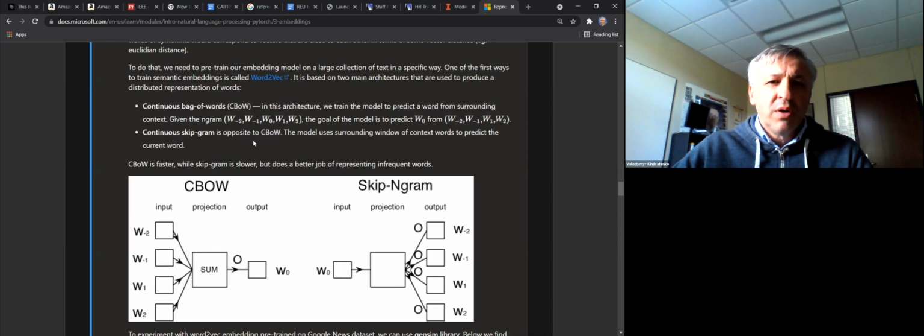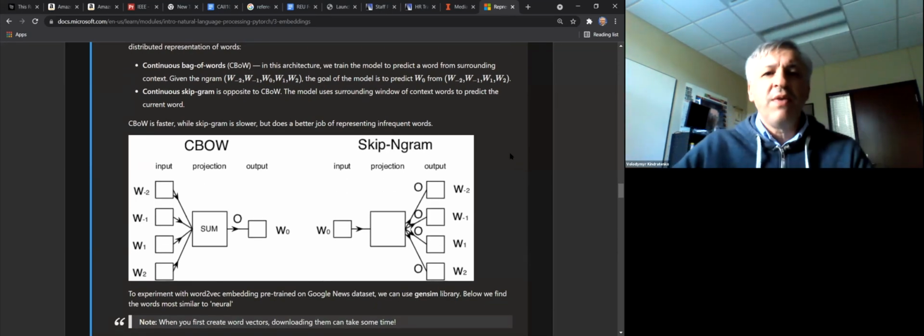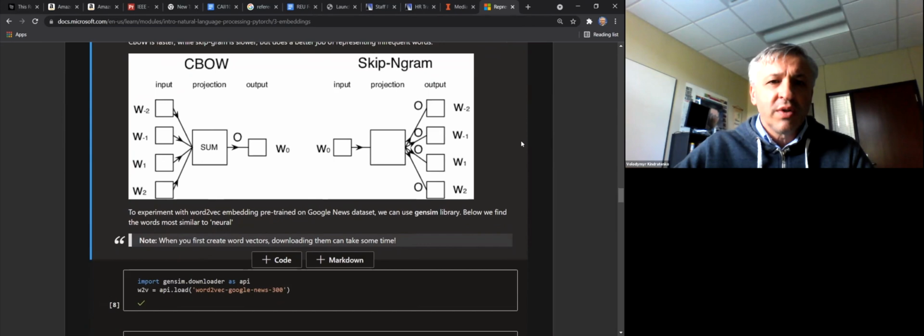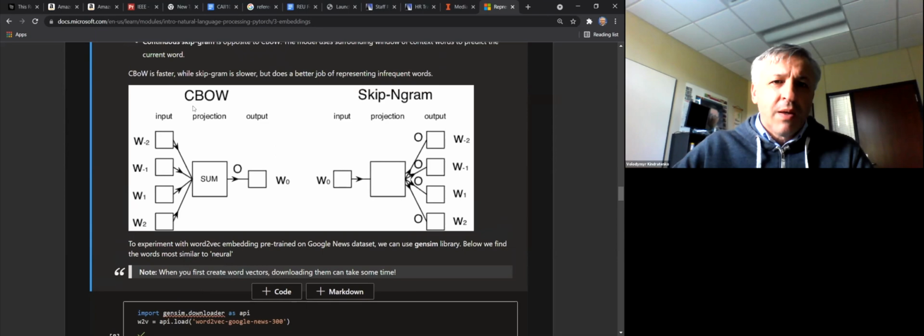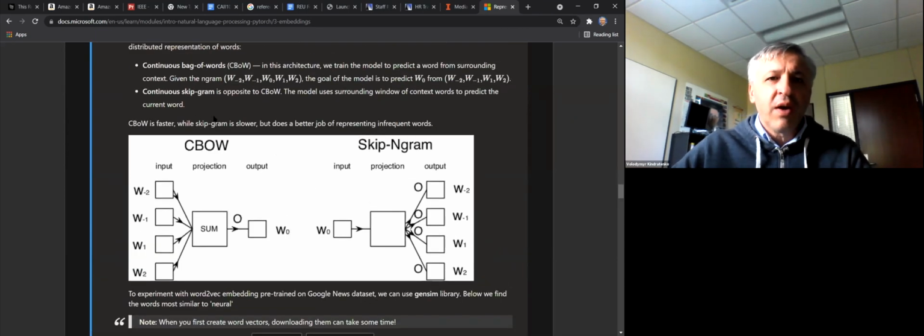And then continuous skip-gram is kind of the opposite of this. The model uses a surrounding window of context words to predict the current word. One of these representations, of course, is faster and the other one is slower, but it does a better job of representing infrequent words. There is a picture here that explains what we are trying to do. For the continuous bag of words representation, we are given a few words before and after, and we want to predict the current word. In the other representation, we are given a word, and we are trying to predict what might follow, or what might be before that word.